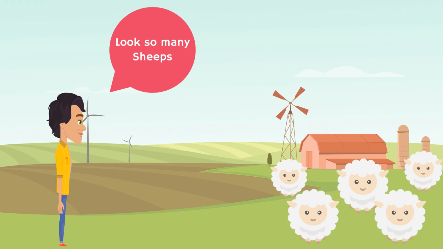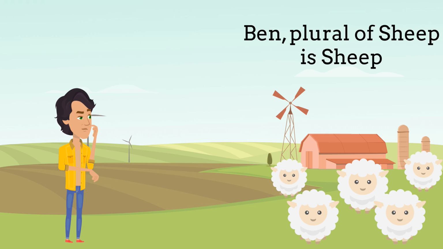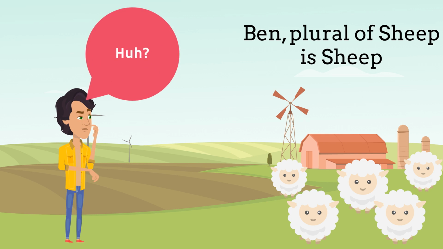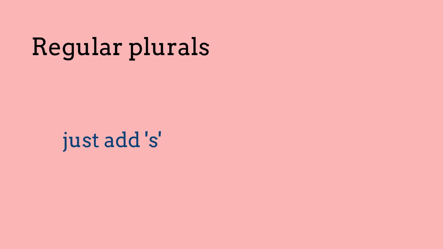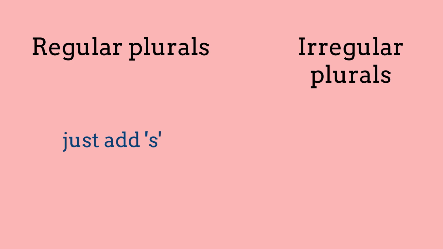Look, so many sheep. Ben, the plural of sheep is sheep. Huh? So, in order to convert singular to plural, we just have to add s, right? Right, in the case of regular plurals, we just have to add s. But in the case of irregular plurals, there are many types.